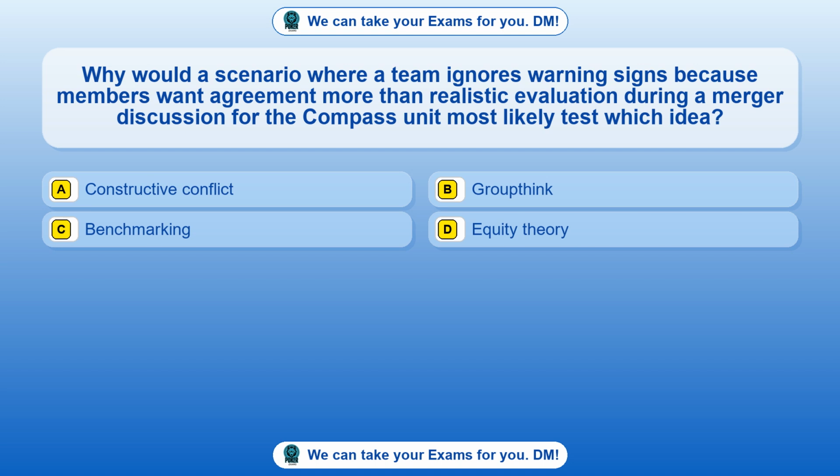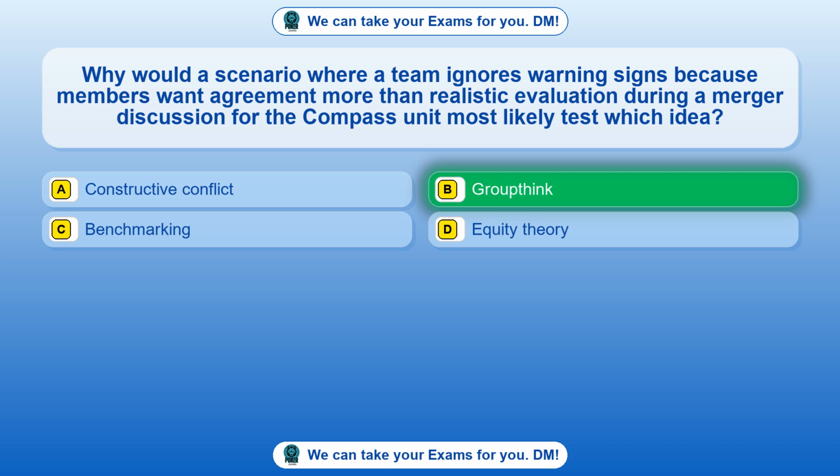Question 18. Why would a scenario where a team ignores warning signs because members want agreement more than realistic evaluation during a merger discussion for the Compass unit most likely test which idea? Option A, constructive conflict. Option B, groupthink. Option C, benchmarking. Option D, equity theory. The correct answer is option B, groupthink.